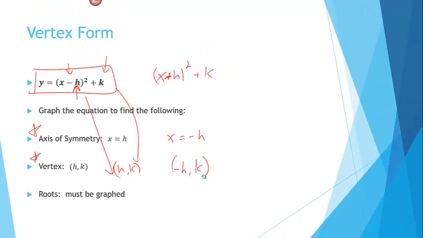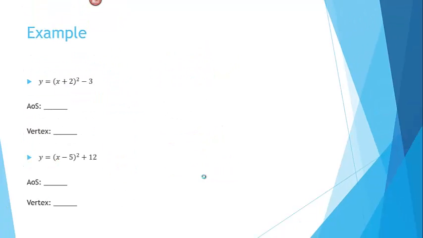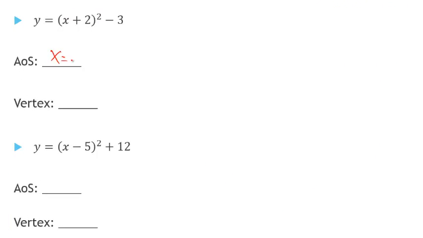Now let's go into a few examples. We have y equals (x plus 2) squared minus 3. So our axis of symmetry will be x equals, since we have a positive 2, a negative 2. Same thing for our vertex. Bring down our h, but instead of positive 2, it'll be negative 2. And then whatever's on the outside, we have a negative 3, so then negative 3.